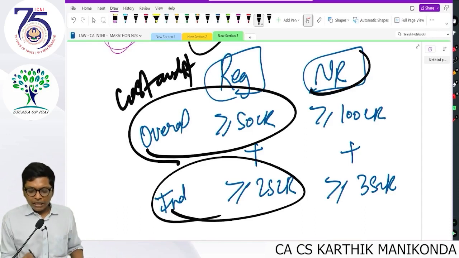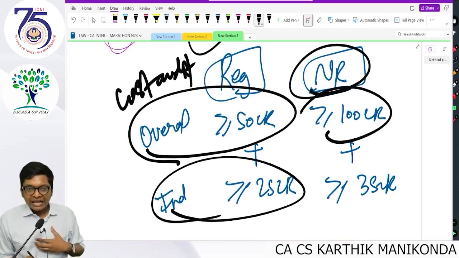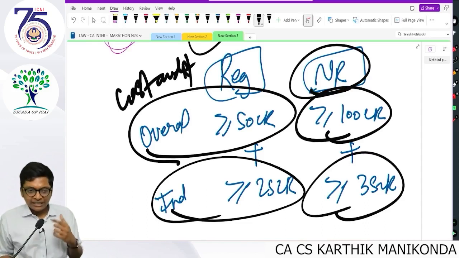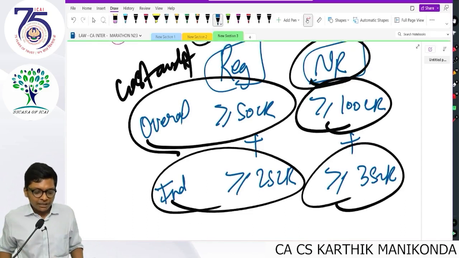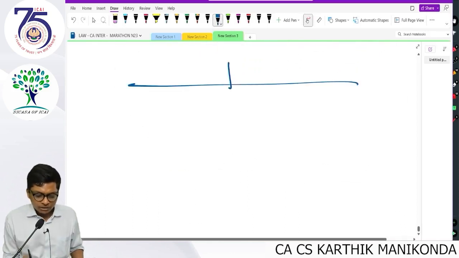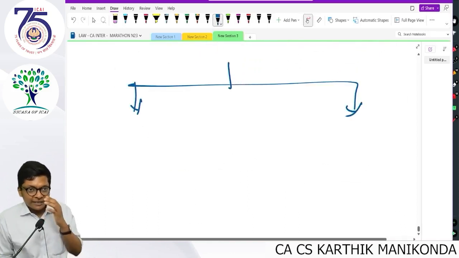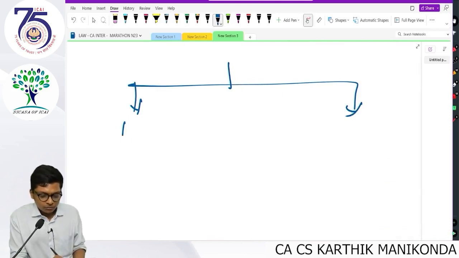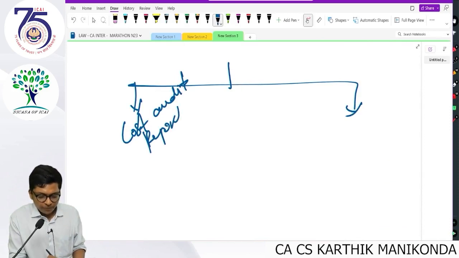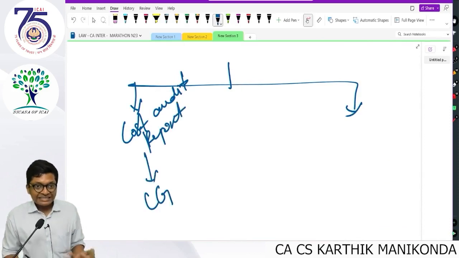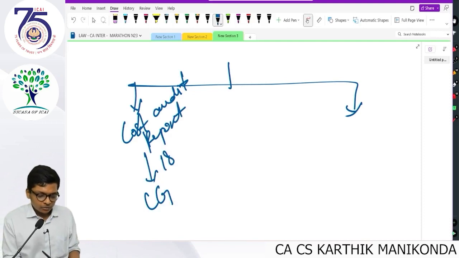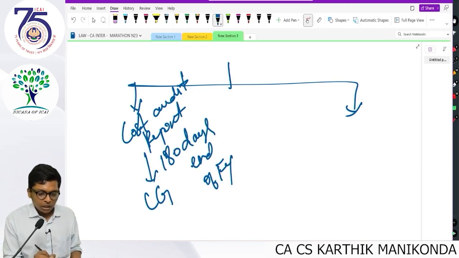Cost audit. Non-regulated sector, overall turnover 100 crores, individual 35, both, then cost audit is applicable. What is important in cost audit? Only 2 key points. Cost audit is appointed by the board, but the cost audit report should be sent to the central government within 180 days from the end of the financial year.